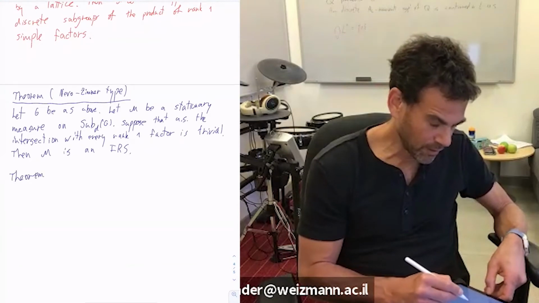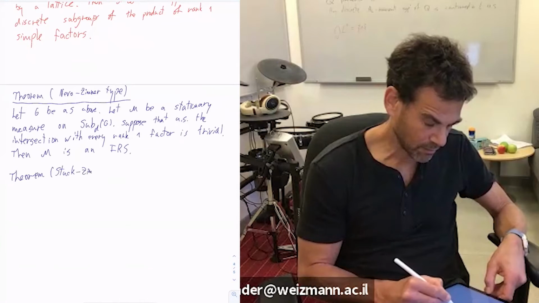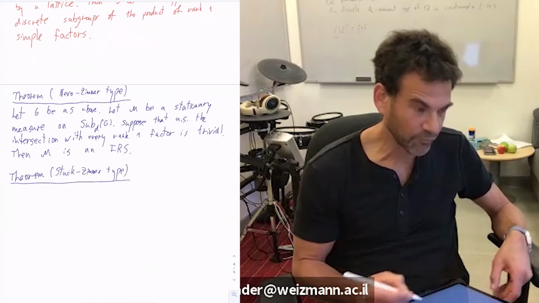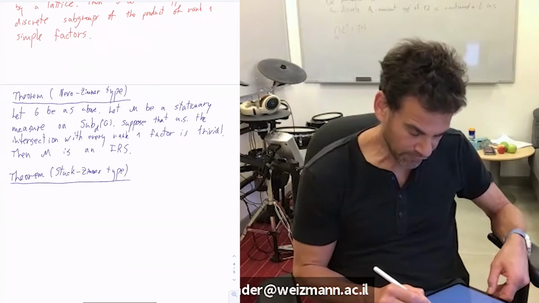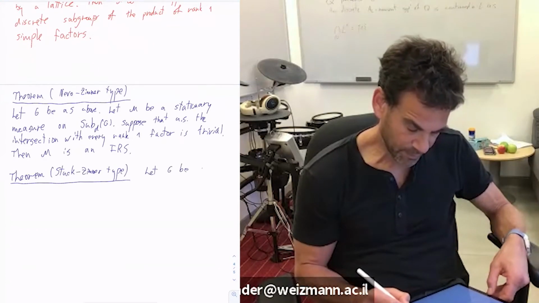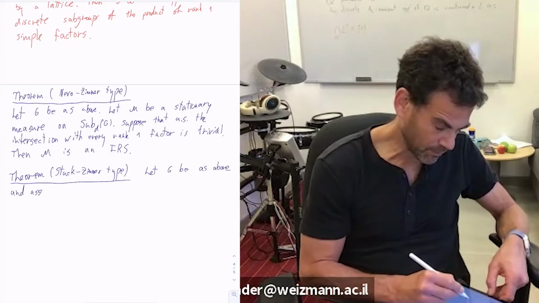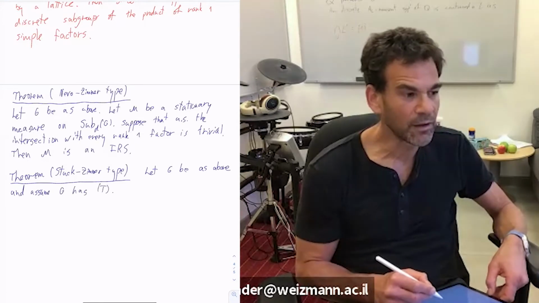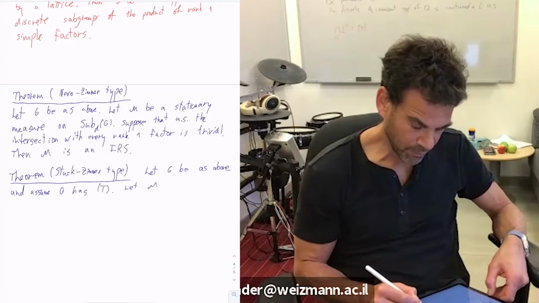And the second result, and then we go to a break, is a Zimmer type result, and it follows from Zimmer in this situation. So let G be as above, and assume G has Kazhdan property T. Then let mu be as above.